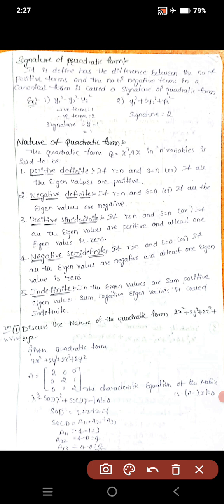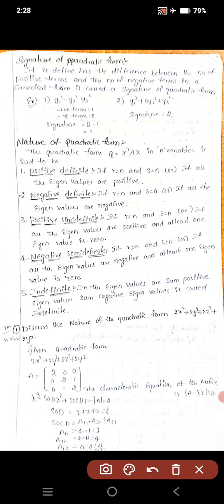Examples: y1 square minus y2 square minus y3 square. Positive terms: 1. Negative terms: 2. What is your signature? 1 minus 2 is equal to minus 1. Signature is equal to minus 1. Another example: y1 square plus 0 y2 square plus y3 square. Positive terms: 2. Negative terms are not there here. That's why the signature is 2.